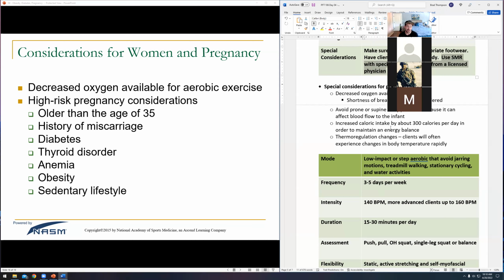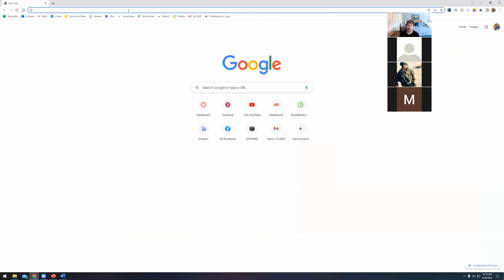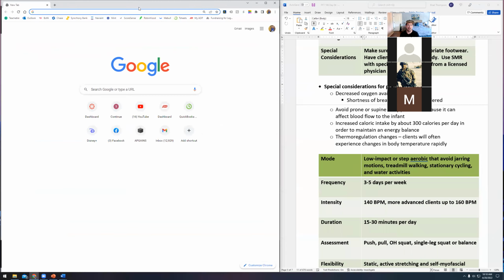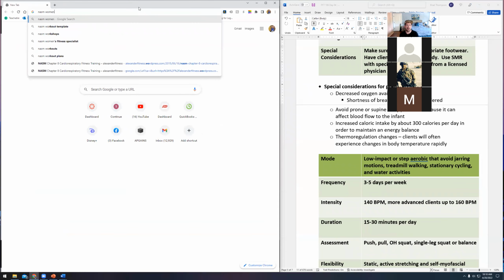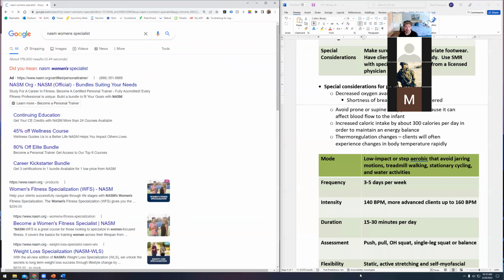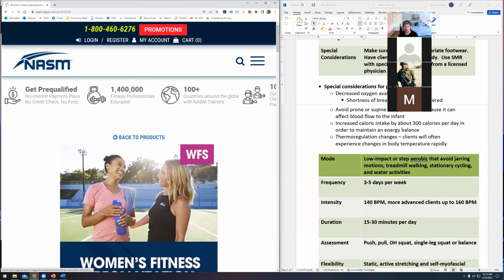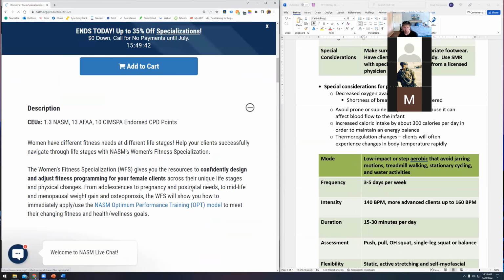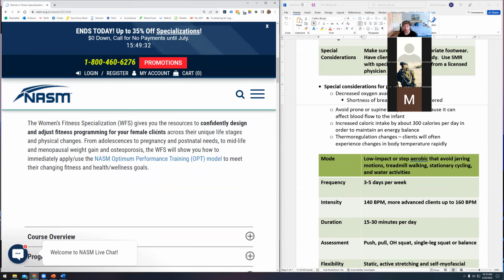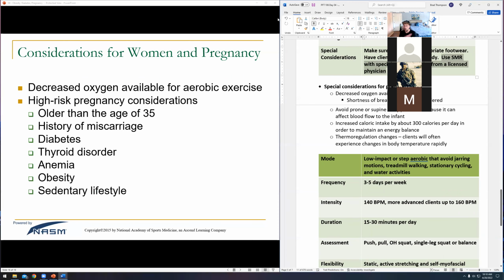However, if this is something you feel like you can work on, and want to particularly work in, NASM has a Women's Fitness Specialist certification, the WFS. This is one of those continuing education packages. It's only worth 1.3 CEU, so you would need to pair that with another 0.6 in order to finish off your recertification. But it's a cool certification out there, and it will actually cover prenatal training, which is great.